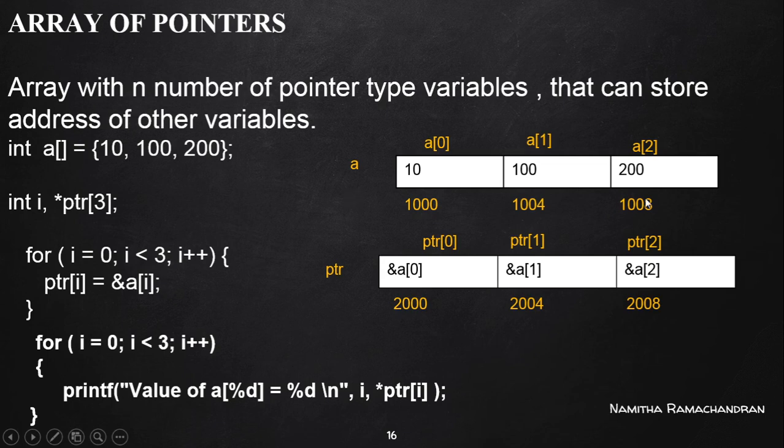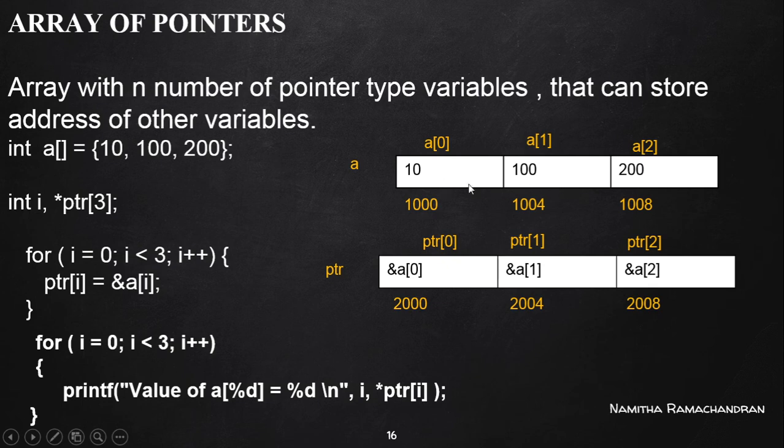Okay, so consider this initialization. A is the array and A of 0 is pointing to an address location. Suppose the address location 1000 is pointed to by this A of 0. And A of 1 is pointing to this particular location 1004. And A of 2 is pointing to 1008. Okay, so using these locations, consecutive bytes, we can store the values 10, 100 and 200 respectively.